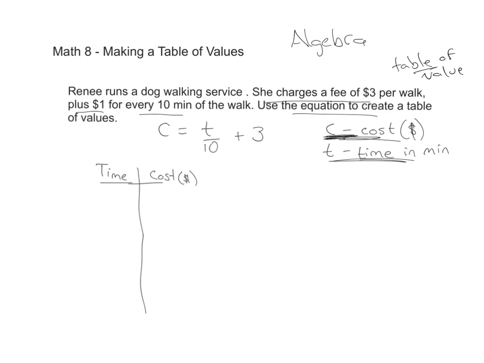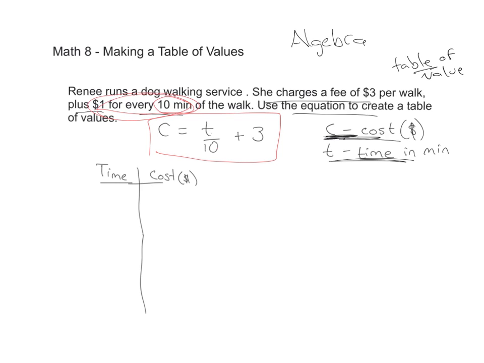So this is what we're going to do. Let's take a look at the equation here. The equation is C, which is the cost, how much we're going to charge, is equal to T divided by 10. So whatever my time was in minutes, we're going to divide it by 10. That shouldn't be too surprising because we're charging $1 for every 10 minutes. So you can see if T was 10, 10 divided by 10 is $1. If T was 20, 20 divided by 10 is $2. So you can see that's how we're calculating this amount right here.